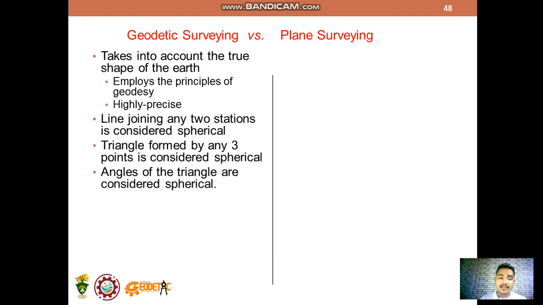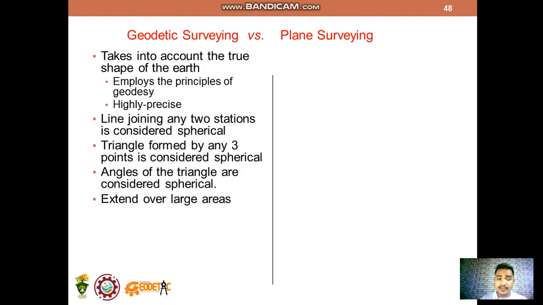Geodetic surveying takes into account the true shape of the earth, which employs the principles of geodesy that we are studying now. Also, this surveying is highly precise. The line of any two stations is considered spherical or curved. And triangles formed by any three points in this surveying are considered spherical. So, when spherical, curved. And the angles of the triangle are also considered spherical. So, again, may angle na involved.